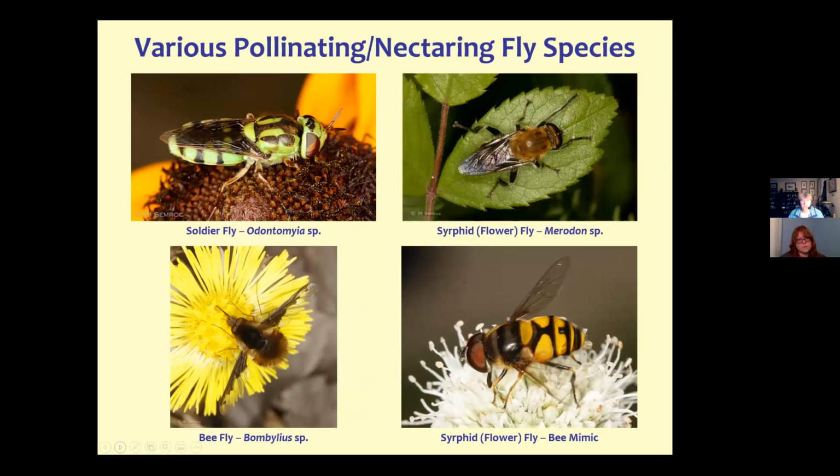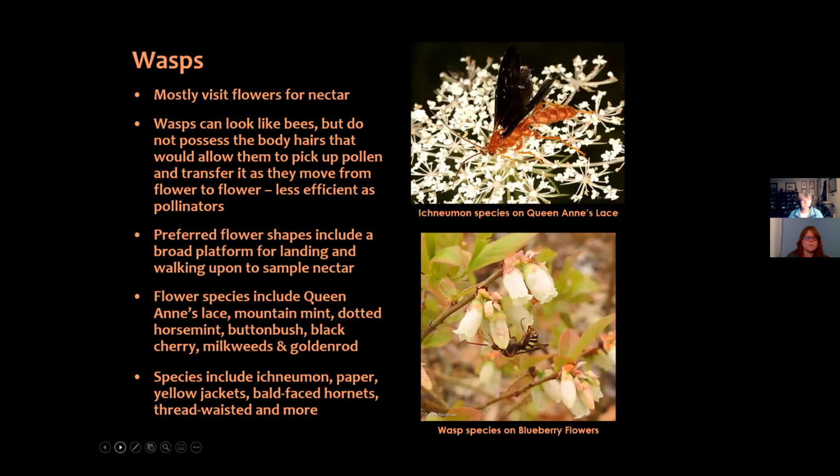Other varieties of fly species. Here's a soldier fly. They typically are eating things in the leaf litter, but they will crawl across the top of plants trying to get to nectar. Another syrphid fly here. Here's that bee fly with the wings not beating. So you can see it's on a coltsfoot, and the coltsfoot is opening up to where the nectar and pollen are available. And again, with this hairy body, it's able to pick that up. And then here's another syrphid fly that's a bee mimic that, again, is trying to get to the nectar and, of course, then picking up the pollen.